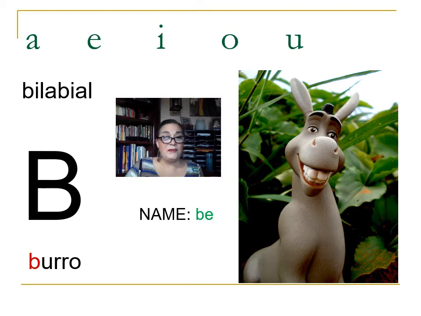Then we have the image. It's a donkey, of course. In Spanish, we call it burro, with a B, con la B, bilabial, burro. Okay, muy bien. How do we spell that word burro? B, U, R, O.